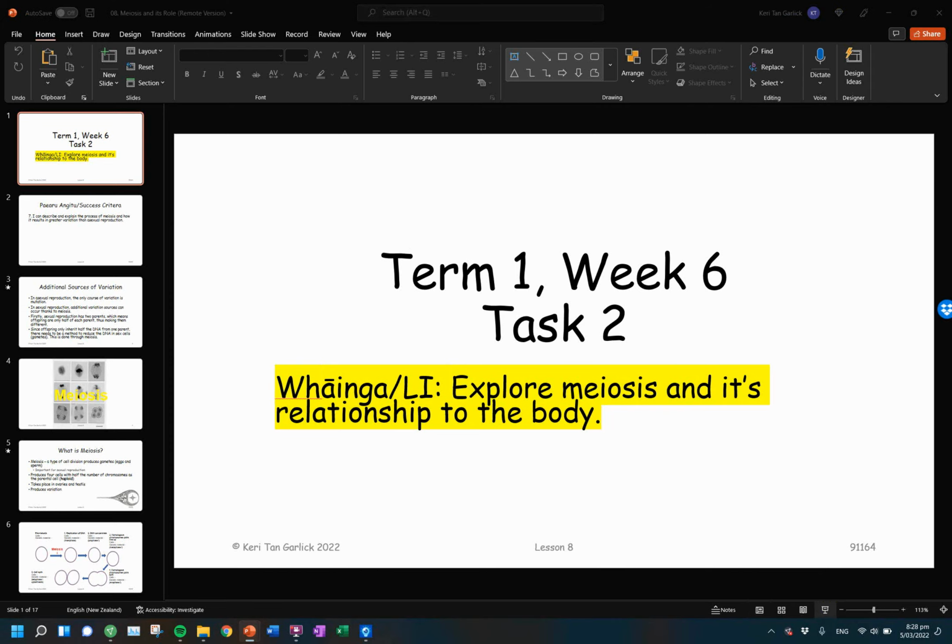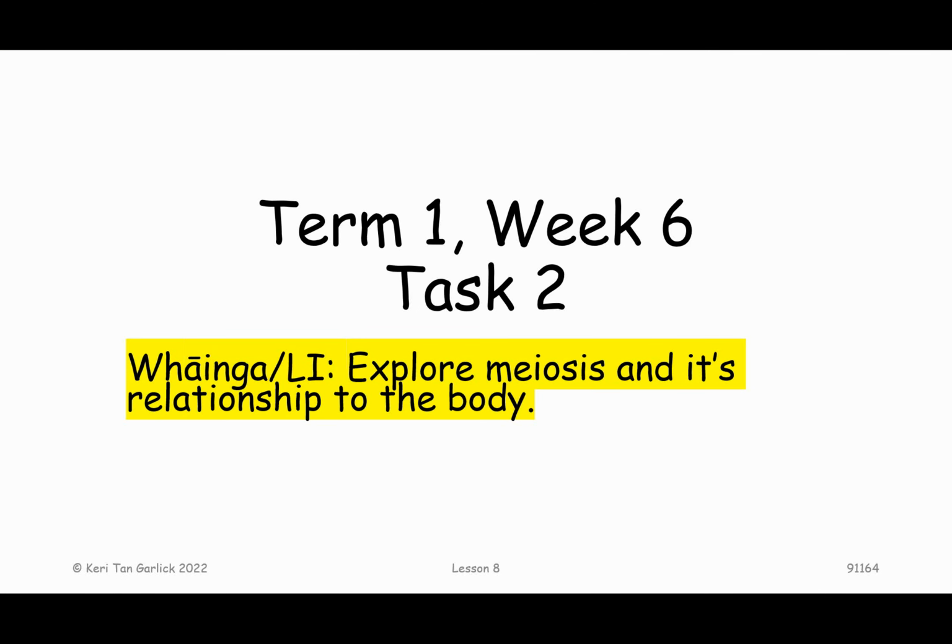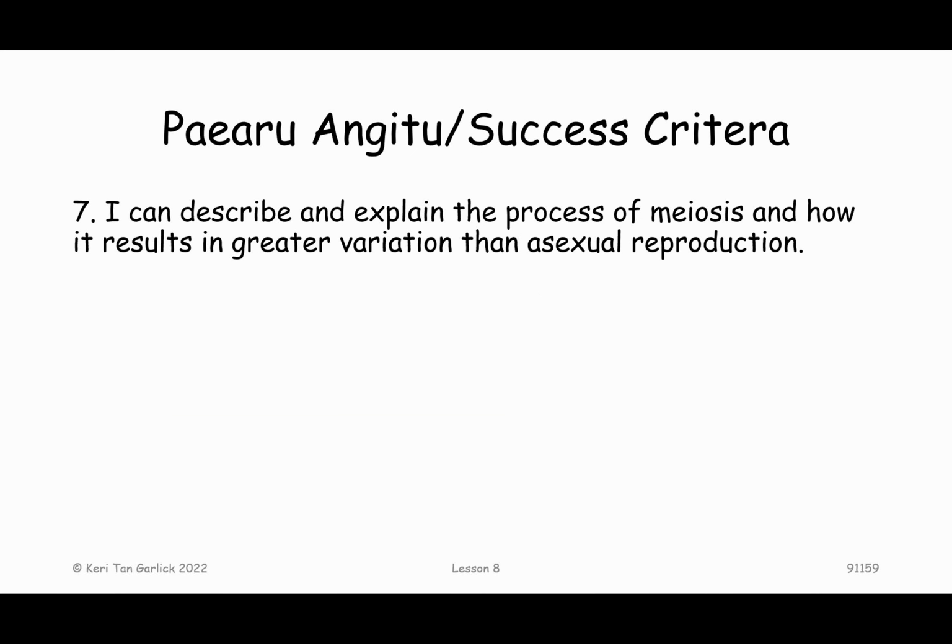Cool. All right. Welcome to the second lesson for week number 6, task number 2. We are looking at meiosis, and just like we did with mitosis, we're looking at its relationship to the body. With the success criteria, you should be able to describe and explain the process of meiosis. And then that second bit there where you're talking about greater variation than asexual reproduction, that's going to be our final task for this week. So it's going to be basically a 2-part lesson.